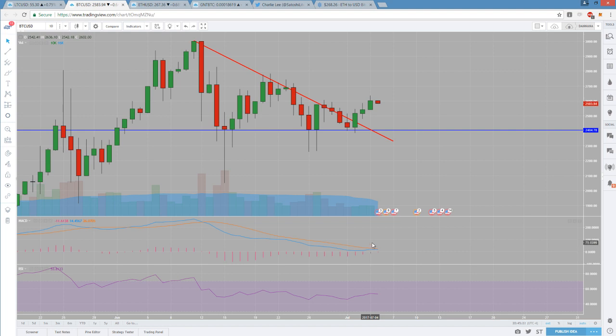So we are looking for some continuation in this move. Now, we may consolidate and form a higher low and then see continuation. But this put the momentum back in favor of the bulls by breaking this equilibrium pattern. It was a couple patterns. The equilibrium of higher lows and lower highs broke bullish, as did the descending triangle pattern. So the bulls have a bit of momentum on Bitcoin. It is the second strongest.